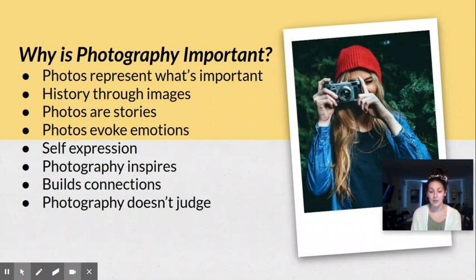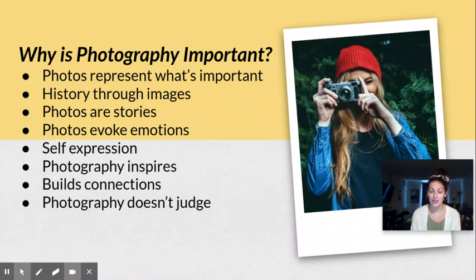Through photography, you can meet a lot of people and build relationships that you wouldn't have had previously. With friends and family who don't see you often, it helps them feel close when they see your images. It's a great way to stay in touch with those who live far away. And the last one I have here is that photography does not judge.